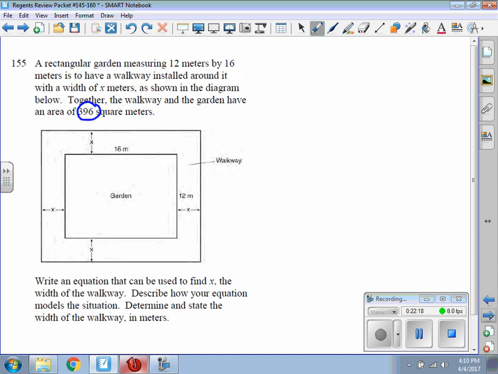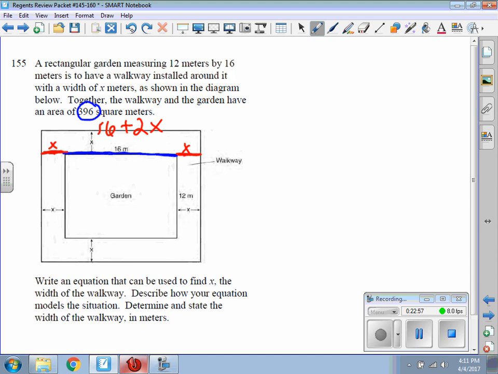If area of a rectangle is length times width, I need to know what's the total length of the garden and the walkway. So when I look at the length of the garden, it's got some additional pieces for the walkway, and both of these are x. So my total all the way around the outside is x plus 16 plus x. I've got two x's, combine them together, 2x. So my total length is 16 plus 2x, or 2x plus 16.